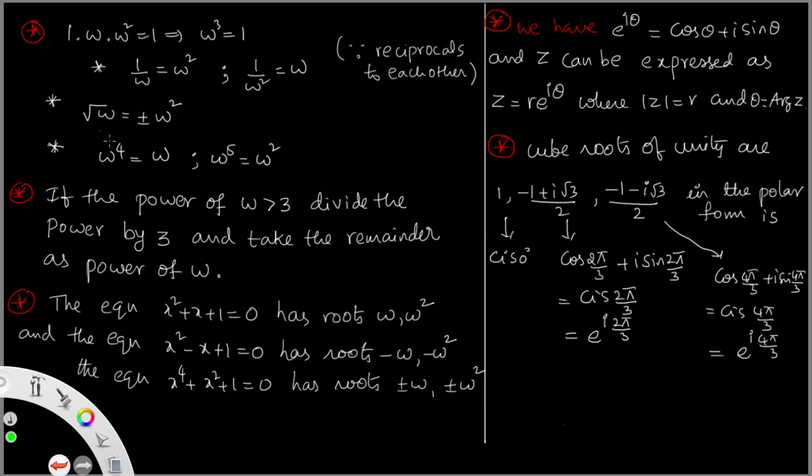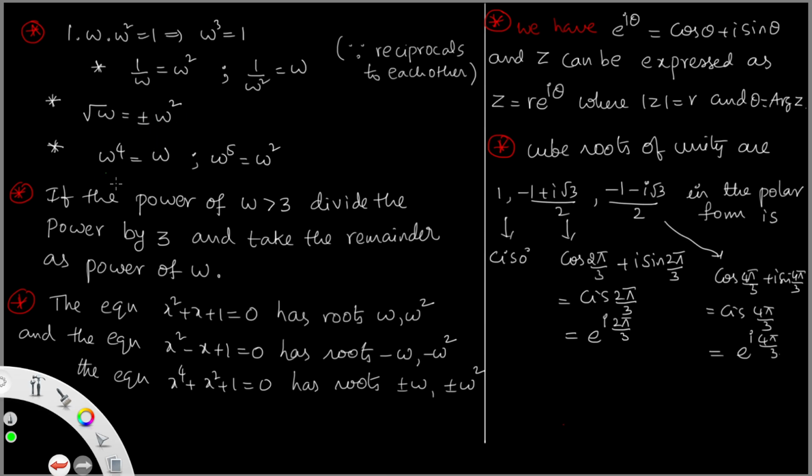And square root of omega equals plus or minus omega square. Here we call them reciprocals of each other. Omega square is equal to 1 by omega, and 1 by omega square equals omega, and 1 by omega equals omega square. So they are reciprocal to each other, whereas the square root of omega is plus or minus omega square.